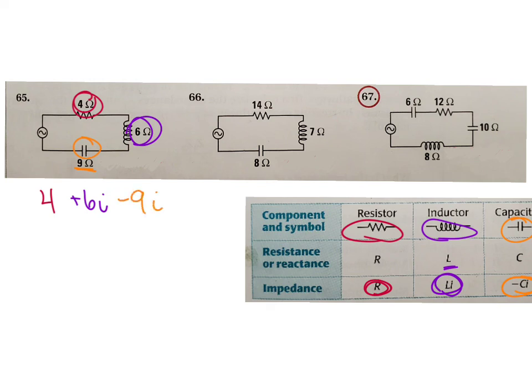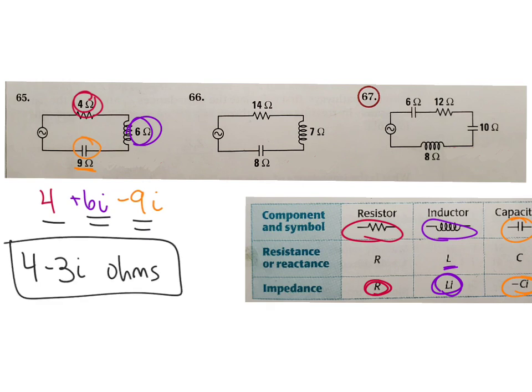So all I'm going to do to make sure that this is correct is combine my like terms. So I have 4, because there's no other real parts, 6i minus 9i is minus 3i, and then I add the word ohms because that's the label. That's it.